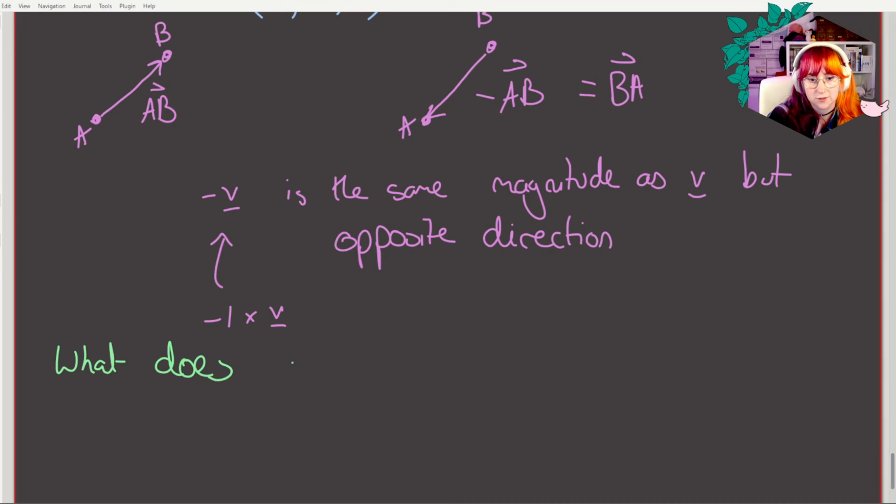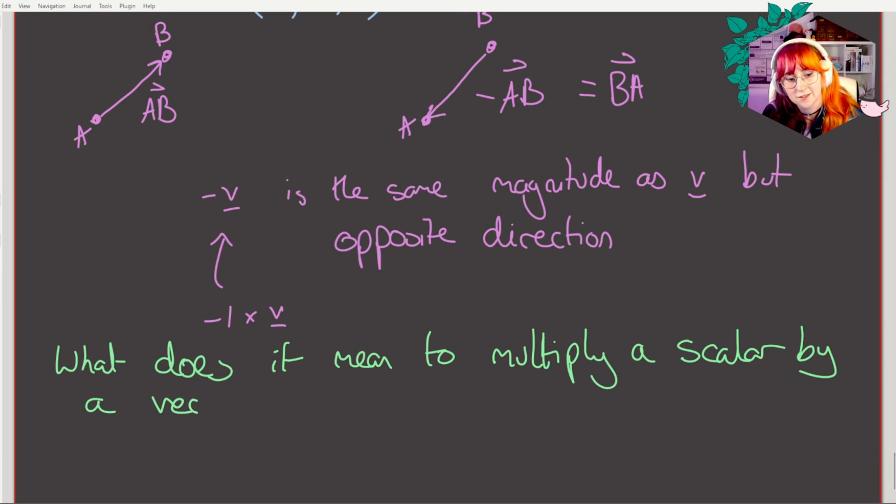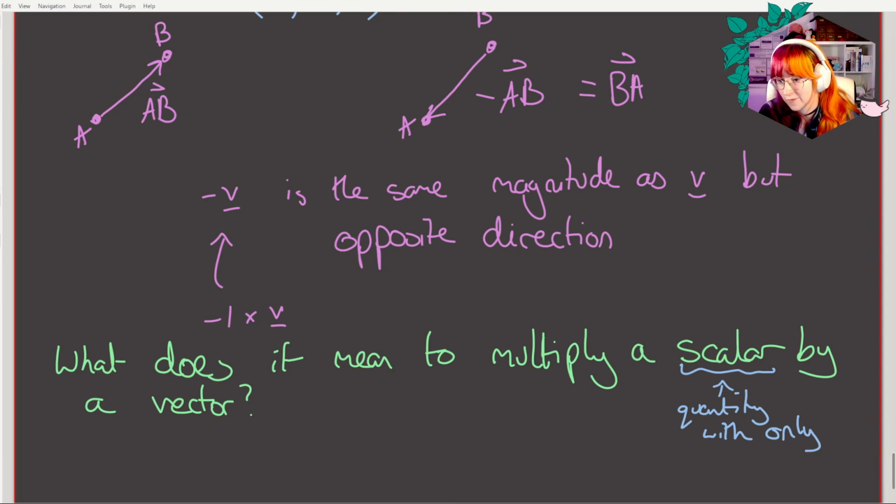So what does it mean to multiply a scalar by a vector? Where here I've just introduced more notation without defining it. So a scalar is a quantity with only magnitude. So this is just size. And that's your standard numbers.